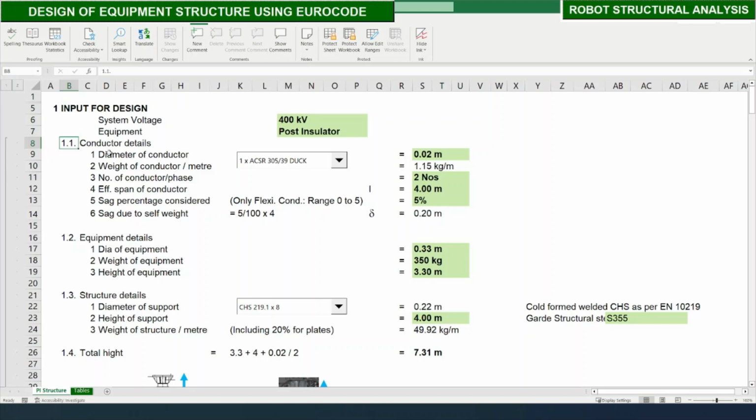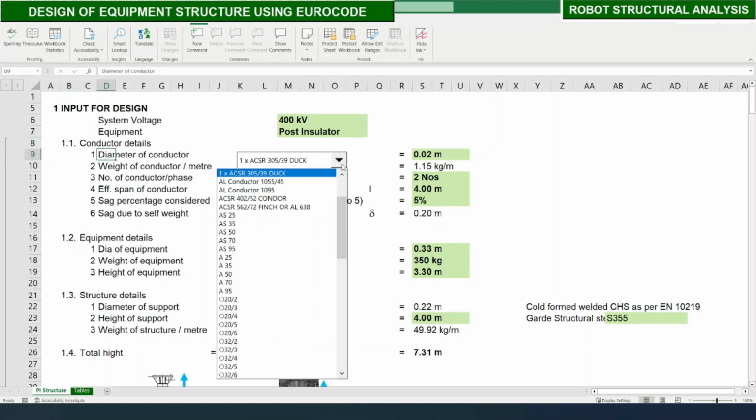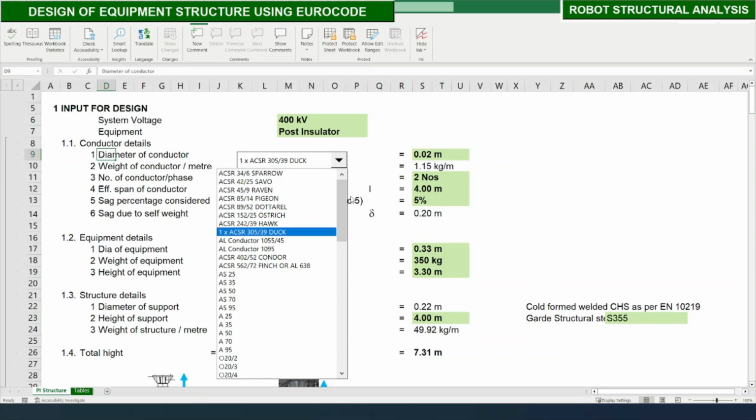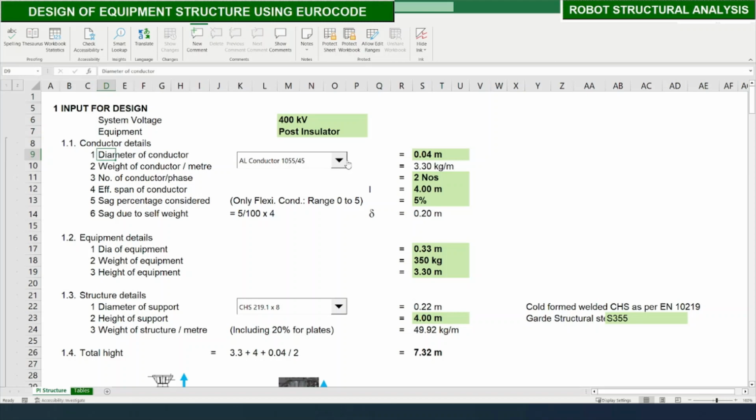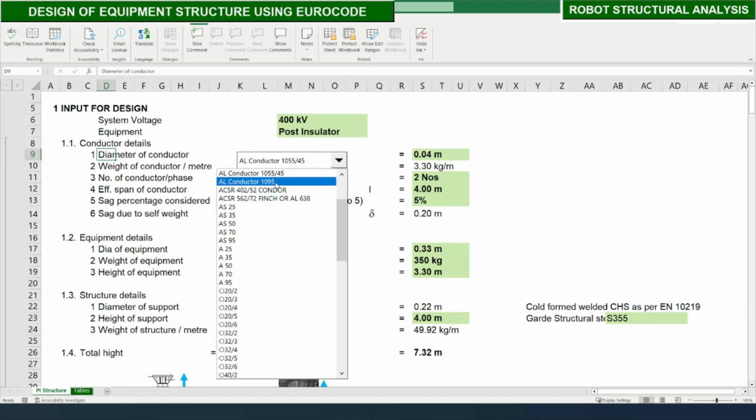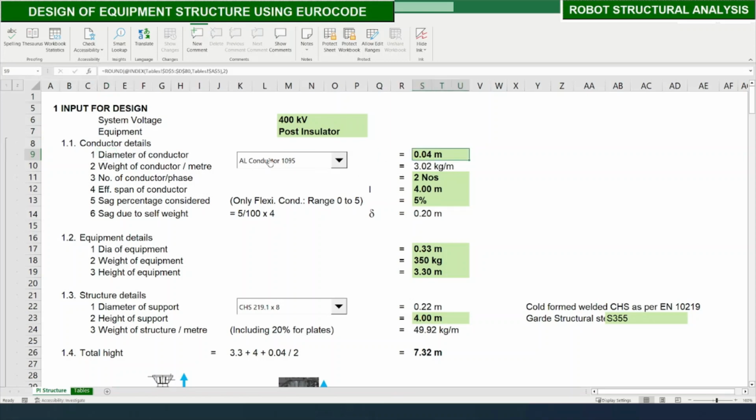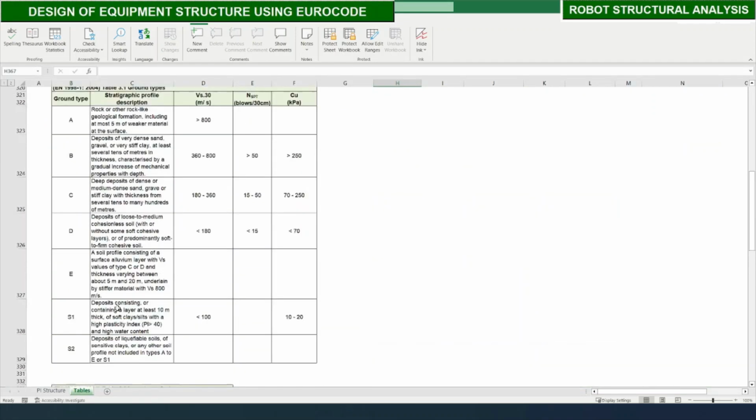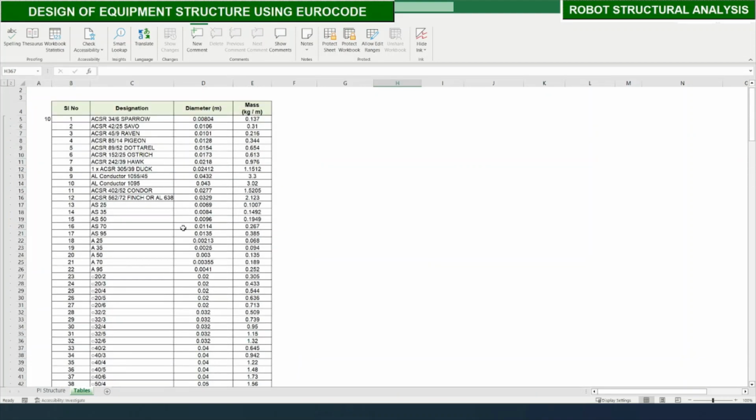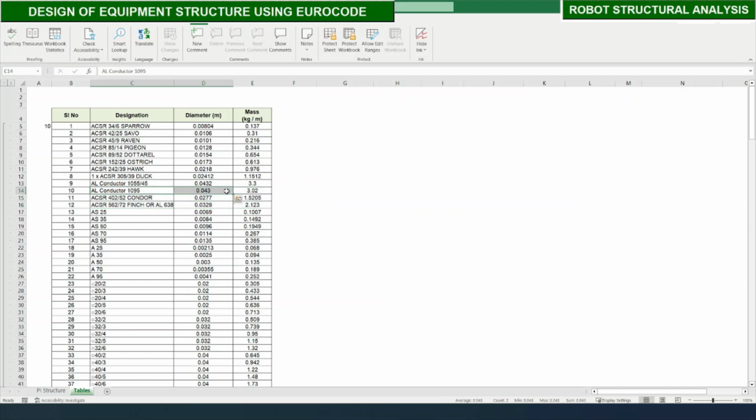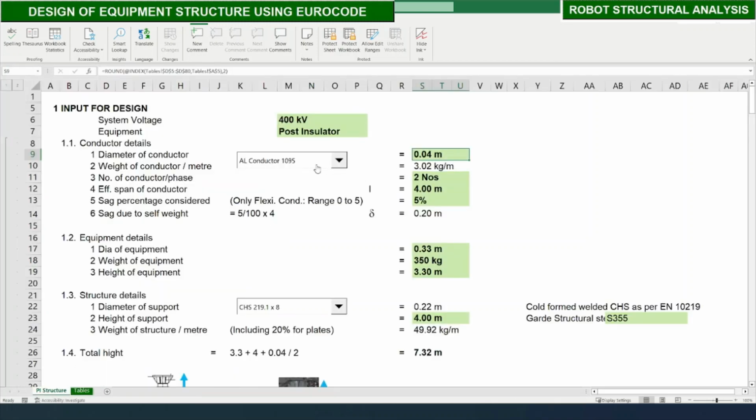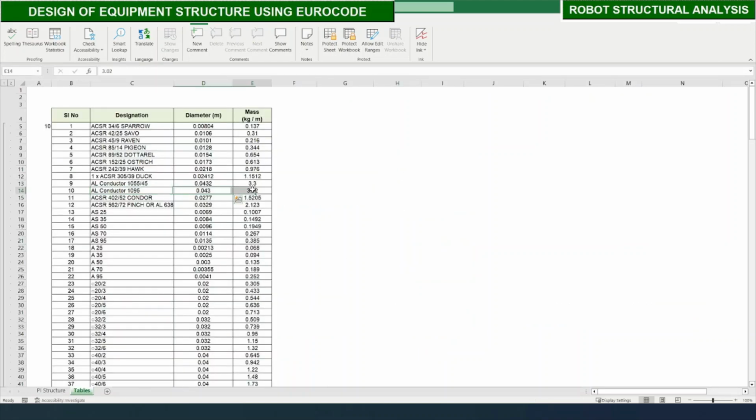And talking about the conductor details, we need weight and diameter of the conductor. For that we need to decide the type of conductor. Here there is a list of conductors. We can consider ACSR 305-39, or we can consider this aluminium conductor 1095, which has a diameter of 0.04. We have a table listed here for the conductor, which gives 43 mm of diameter for aluminium conductor 1095. We can consider this for our conductor type. And weight of the conductor per meter is 3.02 kg, which is extracted from this table.